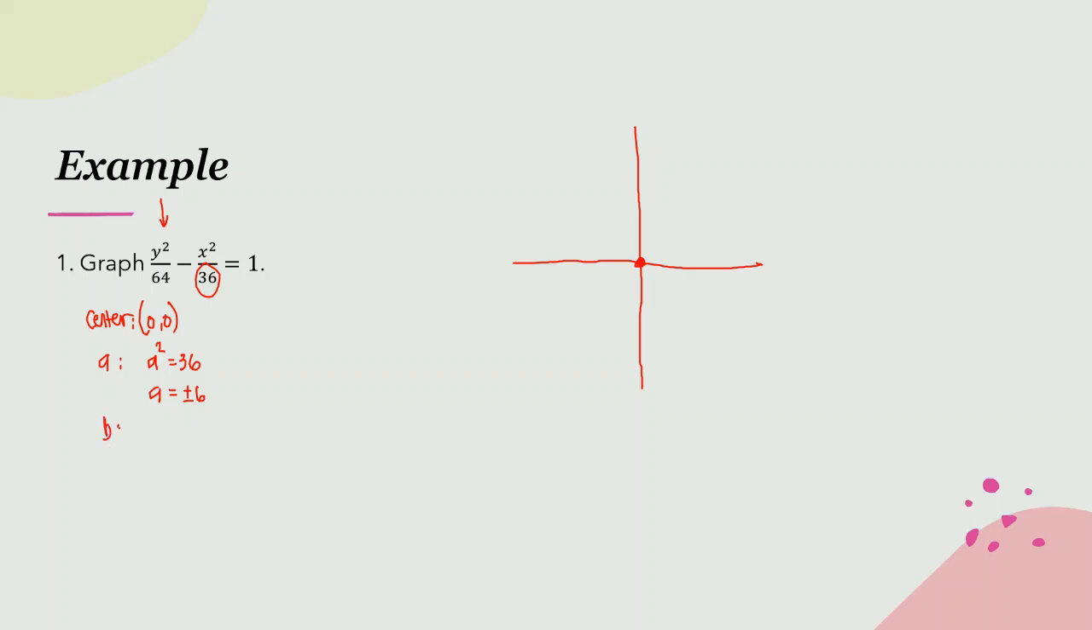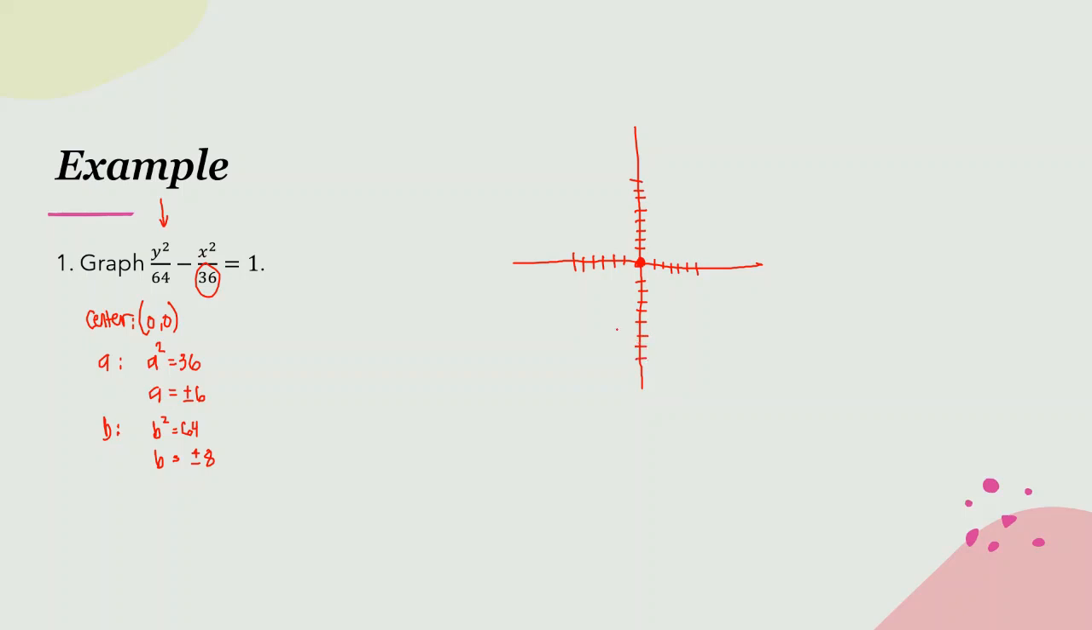The same goes with the vertical axis. We have b squared is equivalent to 64, and the square root of 64, as we know, is equivalent to positive and negative 8. After that, we'll try to locate that in our Cartesian plane. So we have 1, 2, 3, 4, 5, 6 on each side horizontally, and 1, 2, 3, 4, 5, 6, 7, 8 up and down.